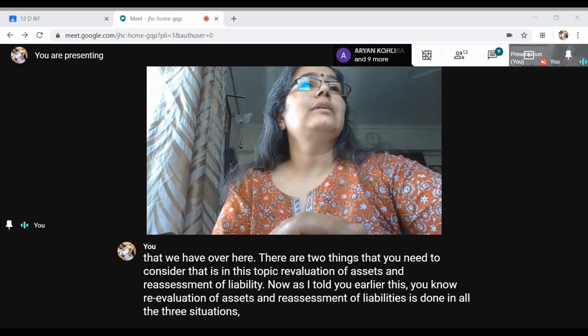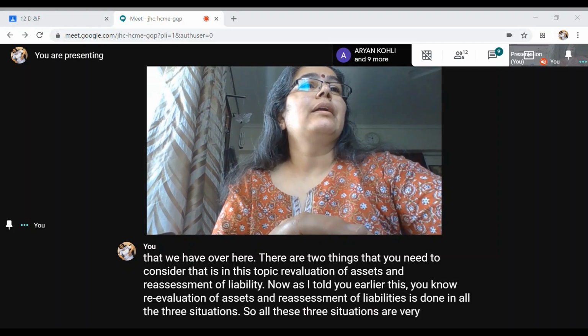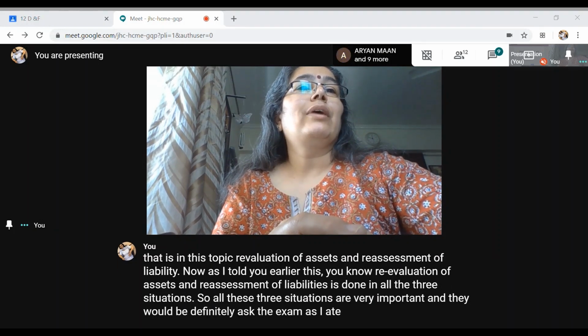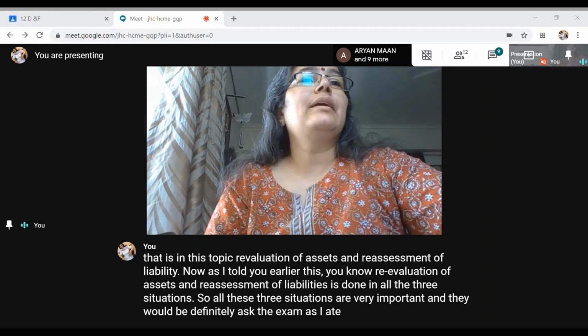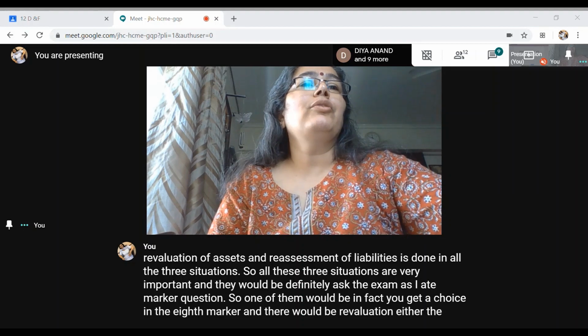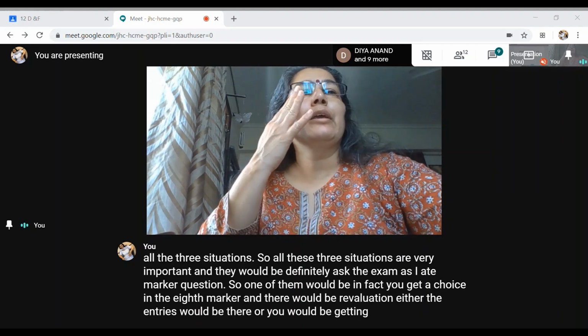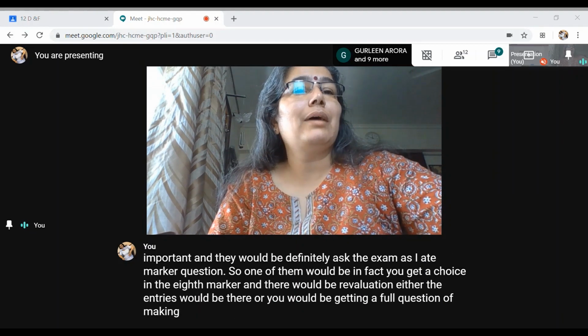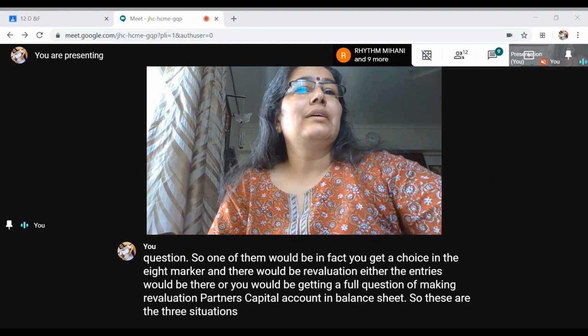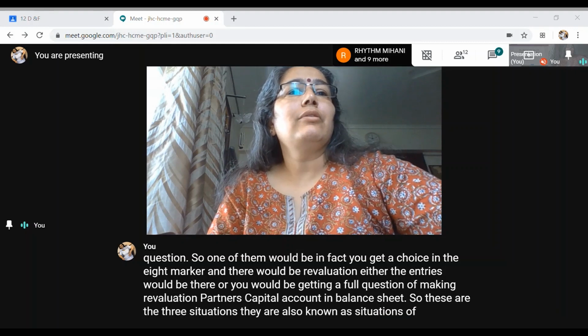So all these three situations are very important, and they would definitely be asked in the exam as an 8-marker question. In fact, you get a choice in the 8-marker, and either the revaluation entries would be there or you would get a full question of making the revaluation account, partners' capital accounts and balance sheet. So these are the three situations. They are also known as situations of reconstitution in case of a firm.